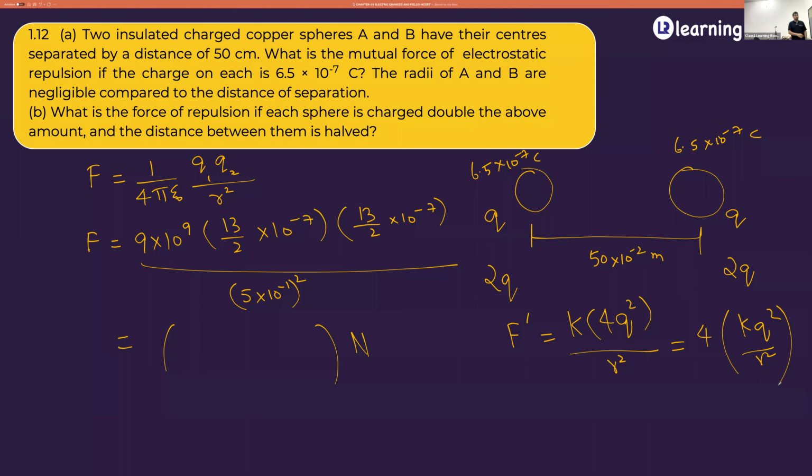So what is happening to the new force? F dash is equal to 4 times F. So whatever value you find here, you just need to multiply that with 4. Any doubt? Oh, distance is getting halved. I didn't see that. So then it should be R square by 4. So this 4 will go above, it will be 16 times.